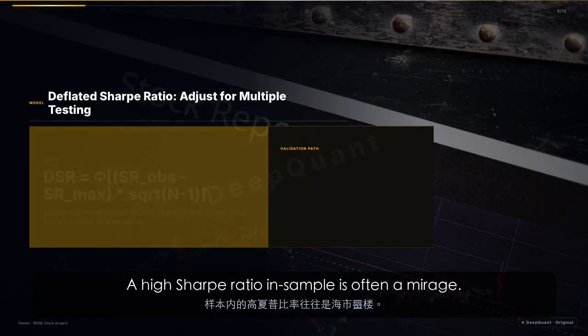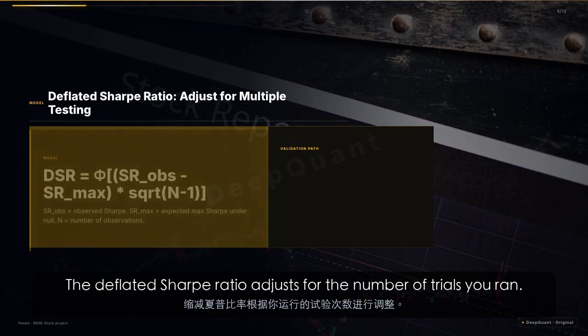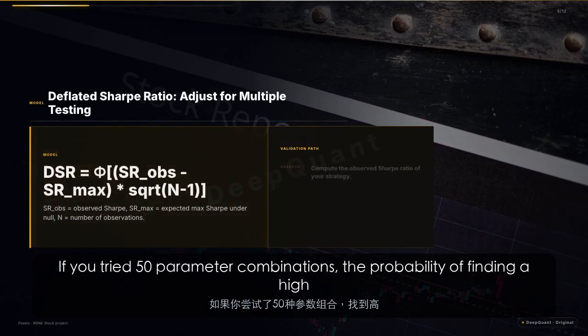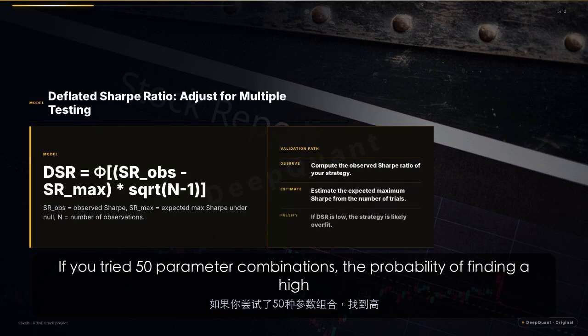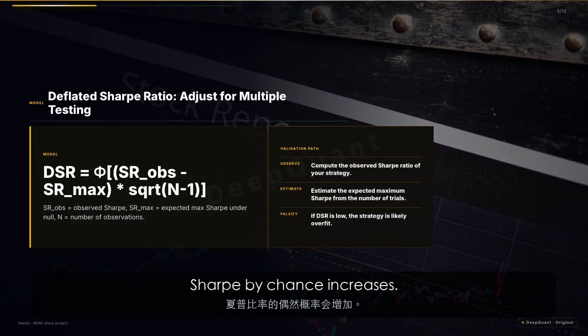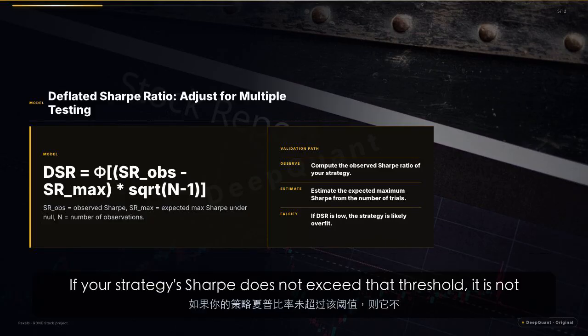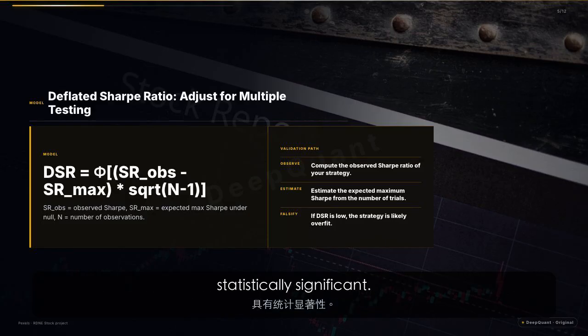A high Sharpe ratio in-sample is often a mirage. The deflated Sharpe ratio adjusts for the number of trials you ran. If you tried 50 parameter combinations, the probability of finding a high Sharpe by chance increases. The deflated Sharpe uses the expected maximum Sharpe under the null hypothesis. If your strategy's Sharpe does not exceed that threshold, it is not statistically significant.